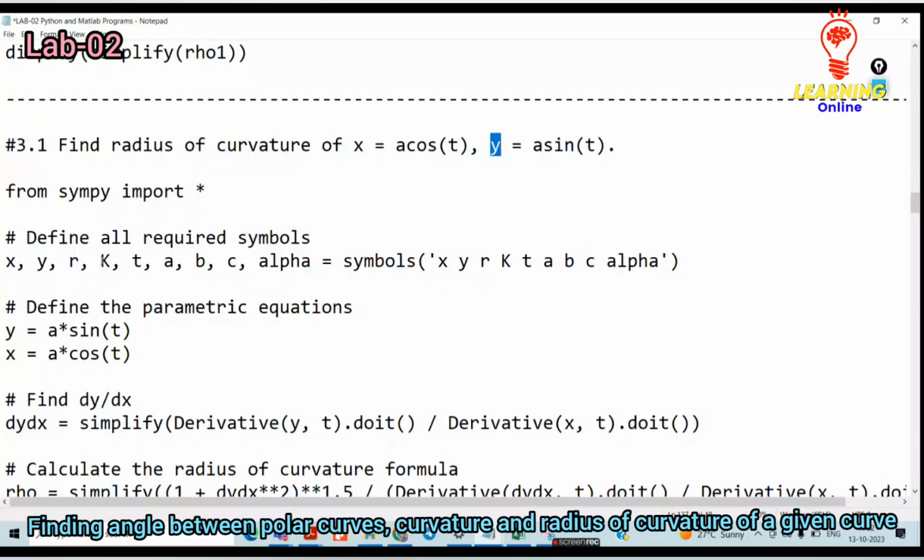Then k. k is the parameter required when there are multiple parameters present. Then t, a, b, c, and alpha. Okay, all these are considered as required symbols in my code. y is equal to what? y is equal to a sin of t here. y is equal to a into sin of t. x is equal to what? a into cos of t. x equal to a into cos of t.